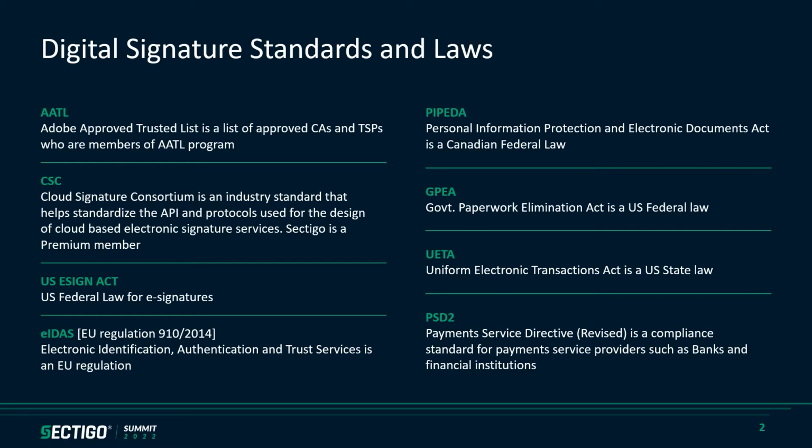The trust services regulated under eIDAS include those that serve electronic IDs, digital signatures, digital seals, timestamps, qualified website authentication certificates or QWACs, and electronic registered delivery services, and certificates related to those services.